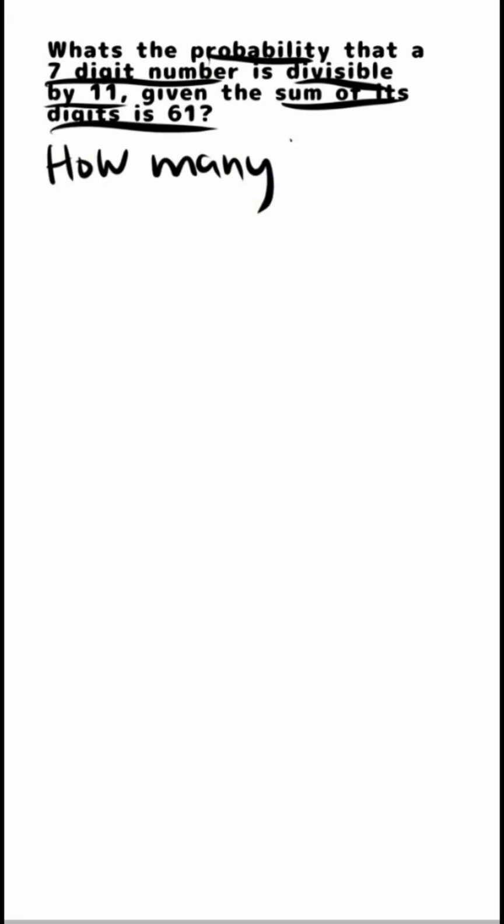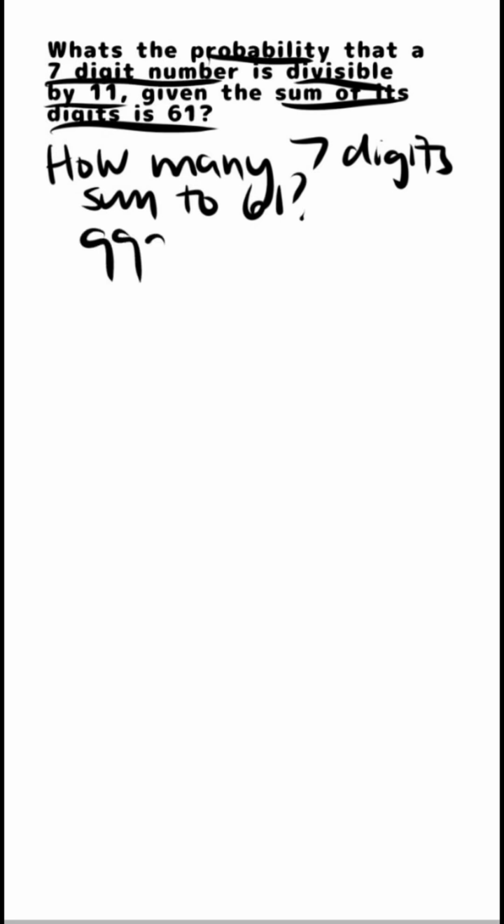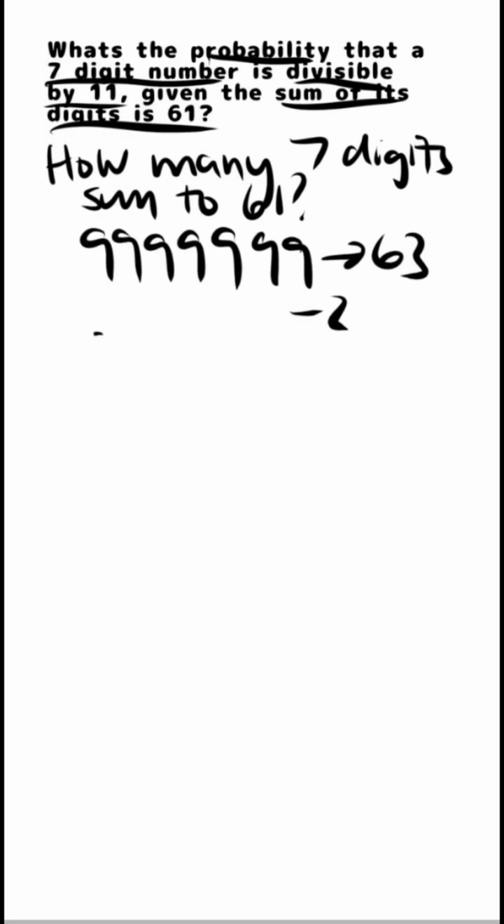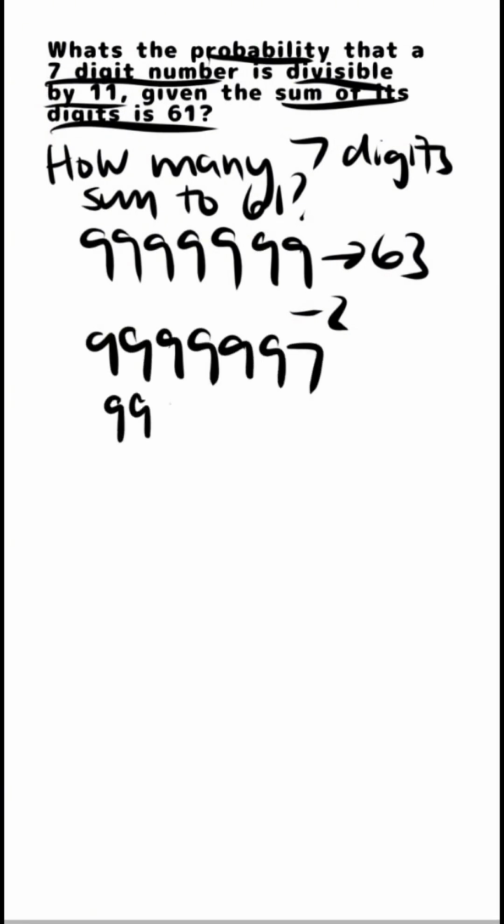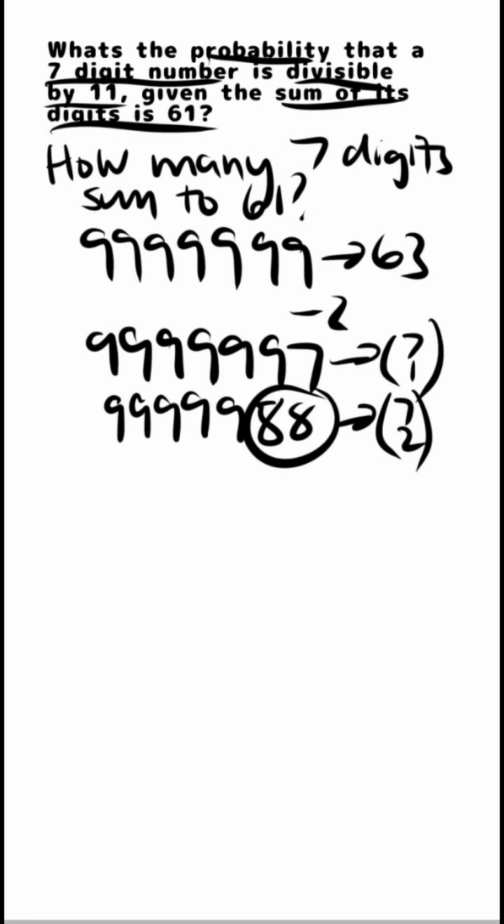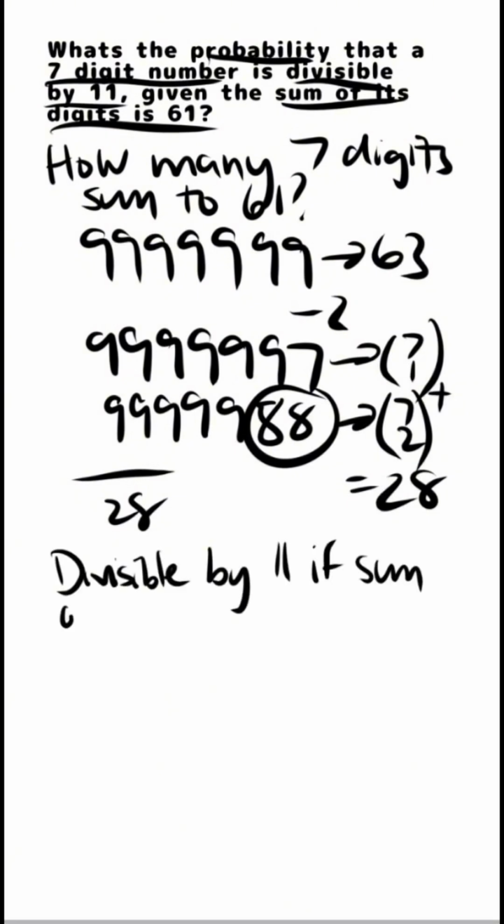Problem 22. What is the probability that a 7-digit number is divisible by 11 given the sum of its digits is 61? So the denominator would be answering the question of how many 7-digit numbers have a sum of 61, and we notice that the maximum sum of digits for a 7-digit number is 63, whereas there are 7 nines, so we just have to take away 2 somewhere. This would be either 6 nines and 1 seven, or 5 nines and 2 eights. First option has 7 choose 1 places to put the 7, which is 7 ways to order the digits of this number. The second option has 7 choose 2 ways to place the 2 eights, which is 21 ways, so the denominator is 28.